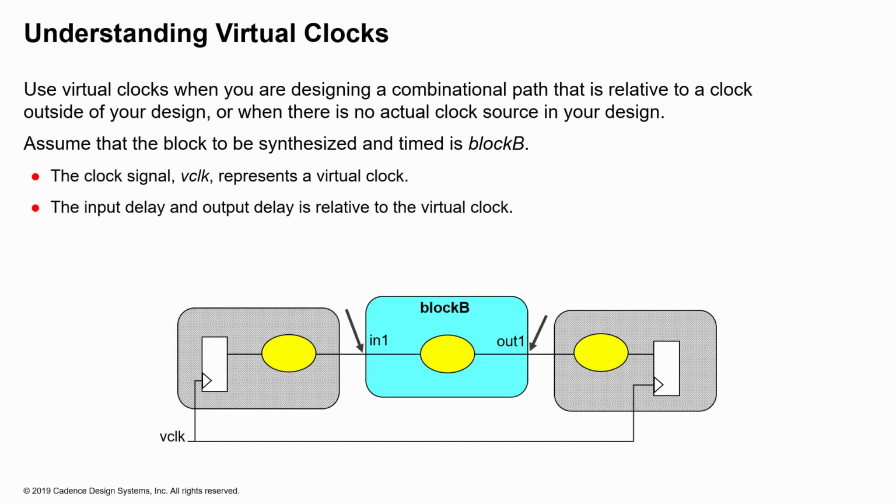As we have discussed before, virtual clocks can be used to design combinational paths and make them meet a certain requirement. So if there is no actual clock source in your design to make that particular block or combinational path meet a certain requirement, you can actually use these virtual clocks. In this example, if block B is to be synthesized and timed, then you can create a virtual clock and set the input and output delay relative to that particular virtual clock. Because these virtual clocks do not have a port association in your design, you can just use the create_clock command without binding it to any port or pin.